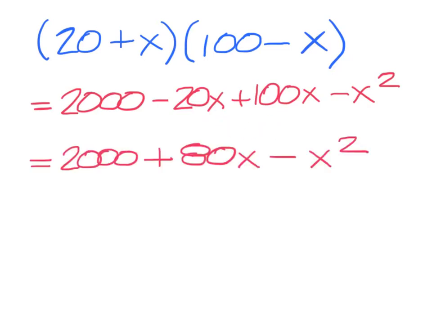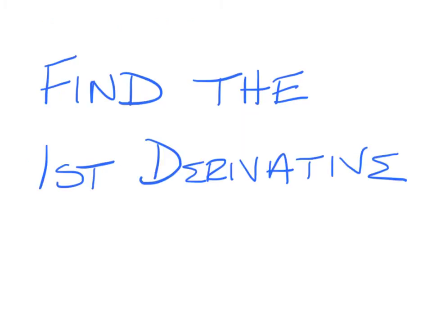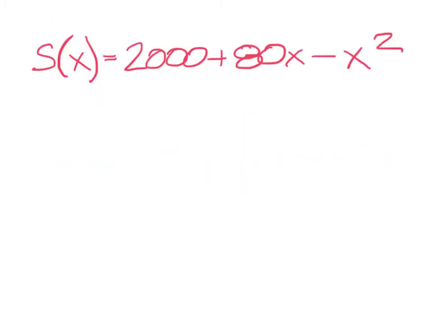Find the first derivative. So S of x, sales of x, equals 2,000 plus 80x minus x squared, and you're finding the first derivative, which means this part goes, this part stays, bring this down, multiply by the -1, and reduce the exponent to 1. And there it is, 80 minus 2x.